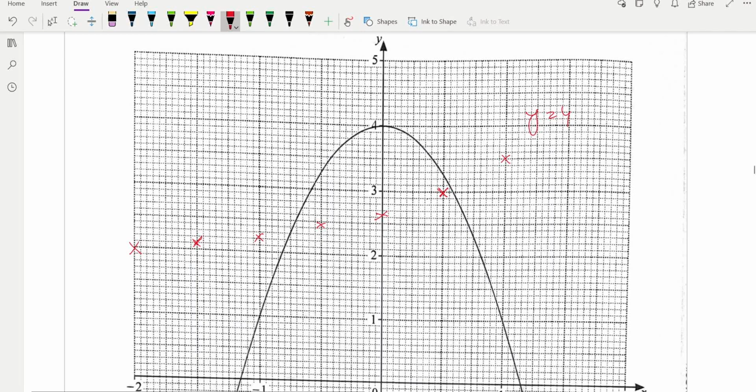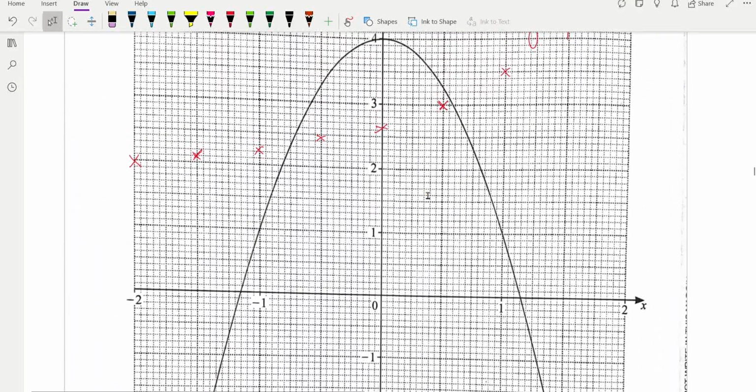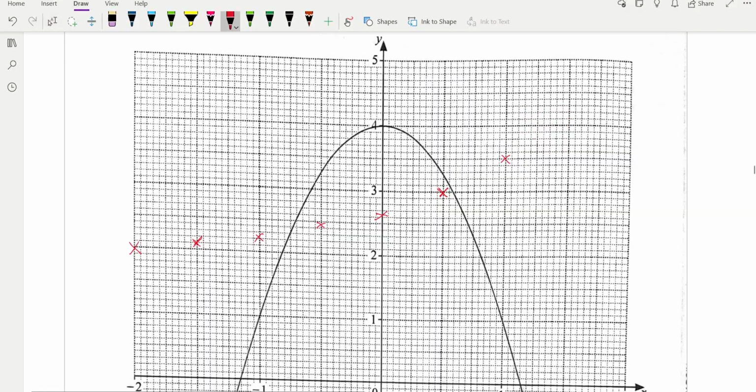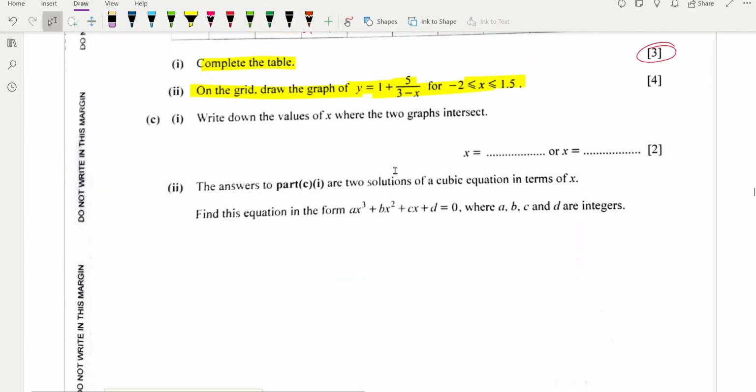3.5 is this one, and the last point is 1.5 and 4.3. 4.3 will be around here. So after this one, we'll have to draw the curve, and hopefully we'll be able to draw a smoother graph like this one. Now after drawing this, they are saying write down the values of x where the two graphs intersect. So those two values we have to write.